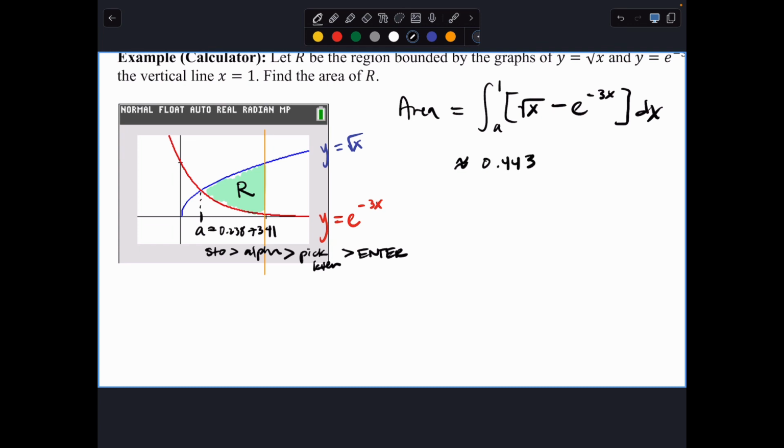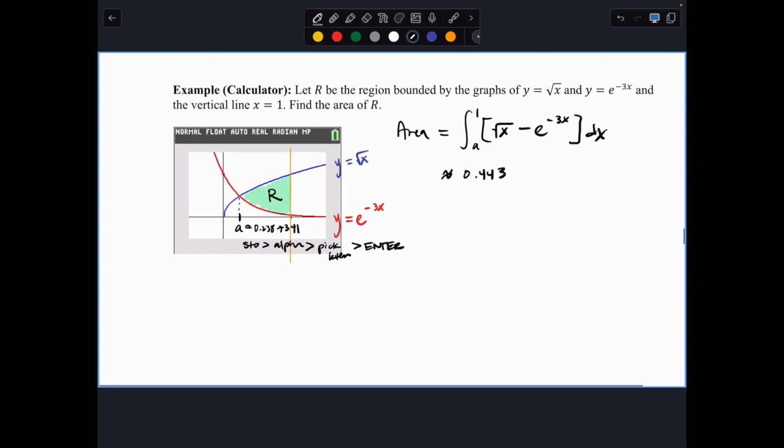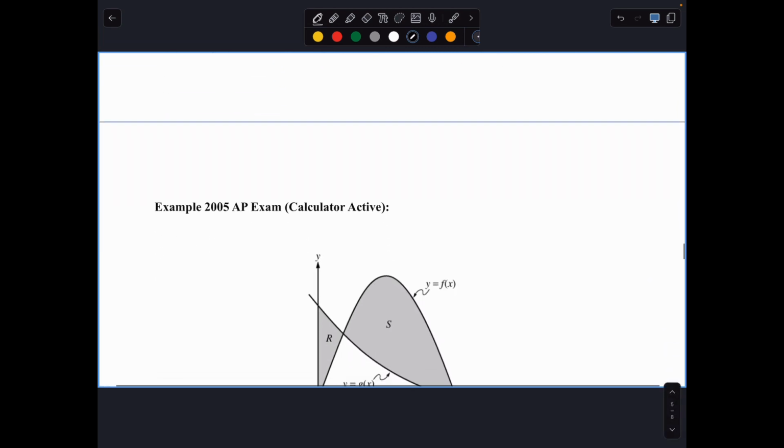0.443. Cool. Oh, me too, Michael. That's pretty neat. Conveniently, value for value.